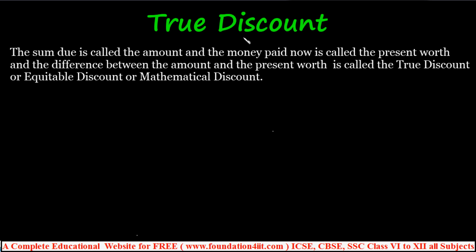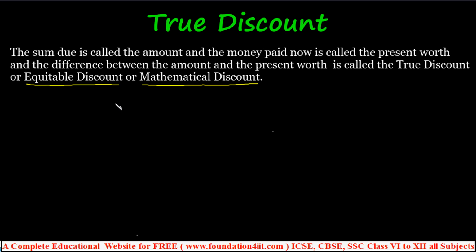When you come to true discount, in some cases we'll use the terms equitable discount or mathematical discount. These words can be used in the questions. The sum due is called the amount and the money paid now is called the present worth. And the difference between the amount and present worth is called true discount. If you don't understand like this, let me give one small example.